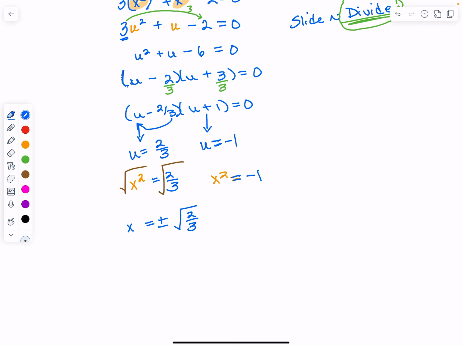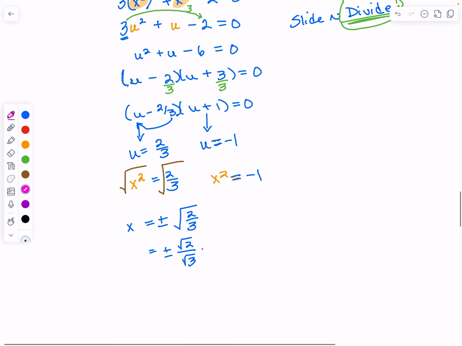And again, somebody a long time ago said you can't have a square root on the bottom. And you notice that is a square root on the bottom. Square root of 2 over square root of 3. Can't do that. So I have to rationalize my denominator. Just multiply by the square root of 3, and that turns the bottom to 3. Whatever you do to the bottom, you have to do to the top.